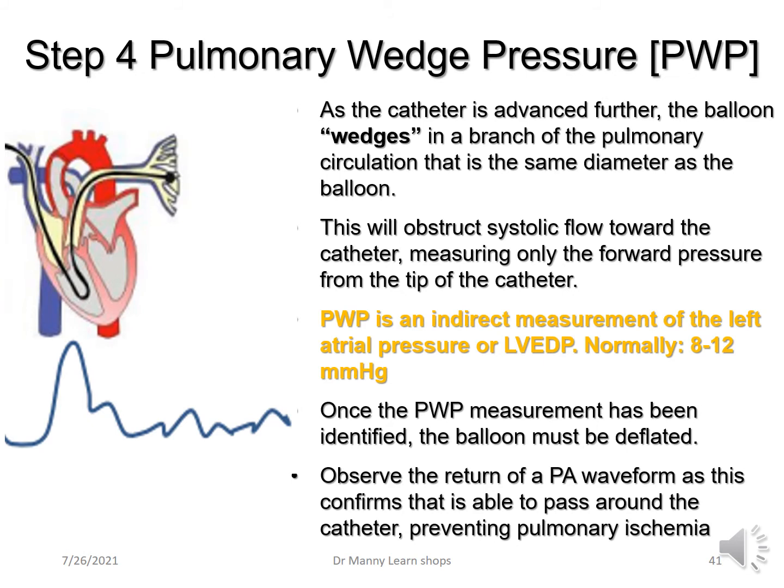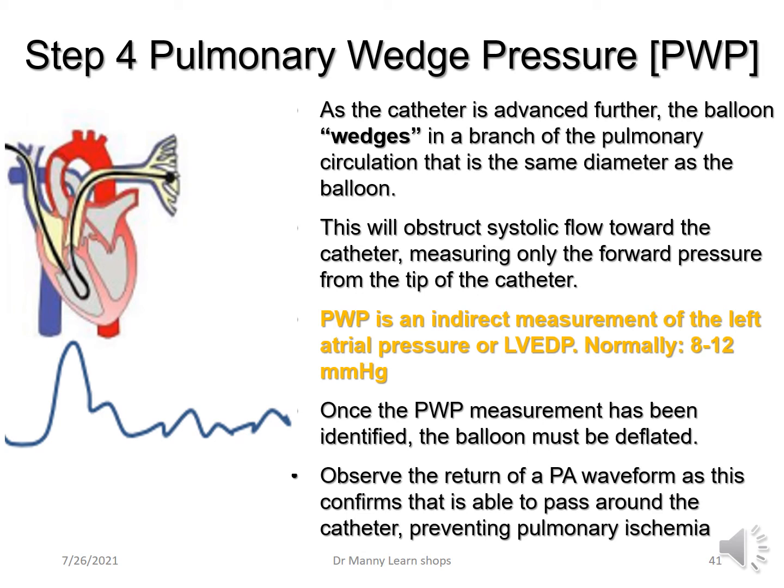In step 4, we want to measure the pulmonary wedge pressure, which is sometimes referred to as the pulmonary occlusion pressure. As the catheter is advanced further, the balloon wedges or occludes in a branch of the pulmonary circulation that's about the same diameter as the balloon. And this will obstruct systolic blood flow towards the catheter, measuring only pressure in front of it, or forward pressure from the tip of the catheter. The pulmonary wedge pressure is really an indirect measure of the left atrial pressure or the left ventricular end diastolic pressure, which is normally around 8 to 12 millimeters of mercury.